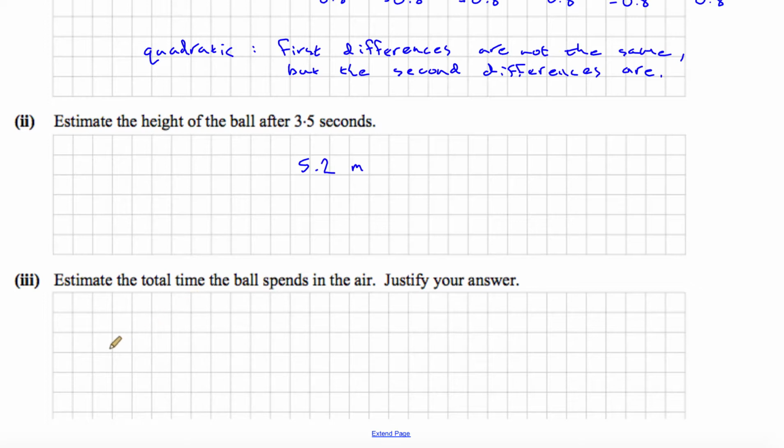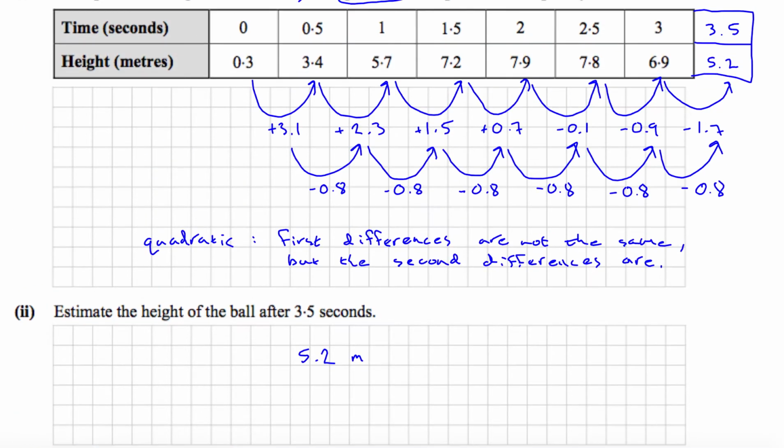So if you remember, if I go another minus 0.8 here, that would bring me to minus 2.5 here, and 5.2 minus 2.5 gives me 2.7. So that would be after 4 seconds, 2.7.